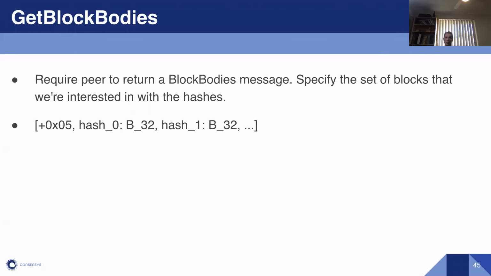Similar to the GetBlockHeaders is the GetBlockBodies, and that's wanting to say, give me the actual bodies for these blocks. And you use that by specifying the list of hashes that you want. So the expected usage would be to do a GetBlockHeaders first, and that'll give you the headers, which will include the hashes within those headers. And then you'd grab those hashes and say, give me the bodies.